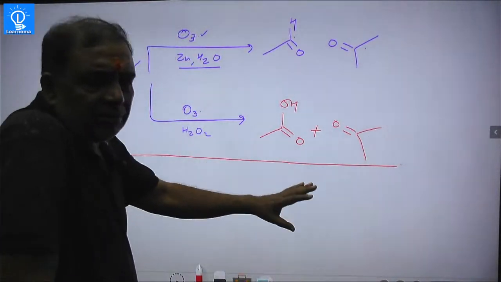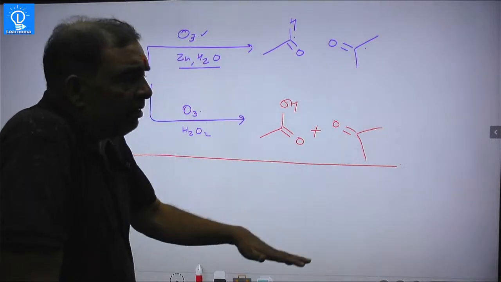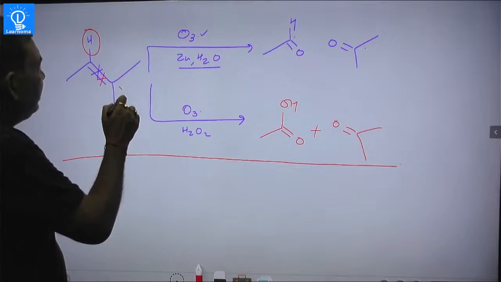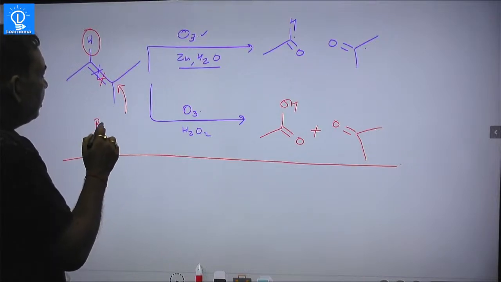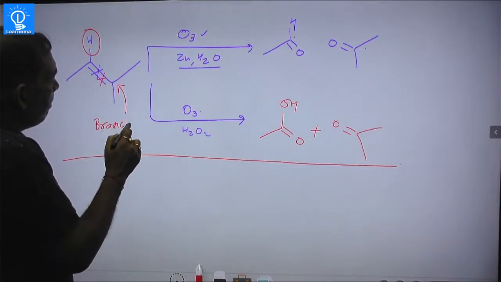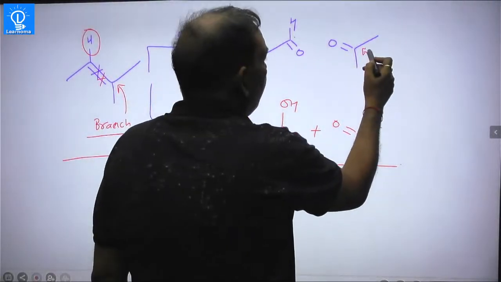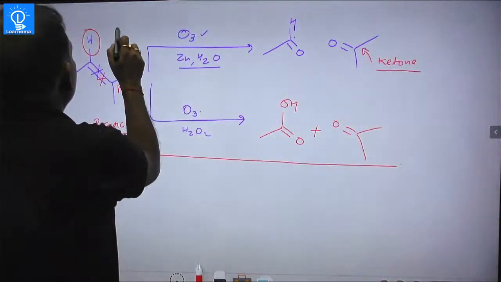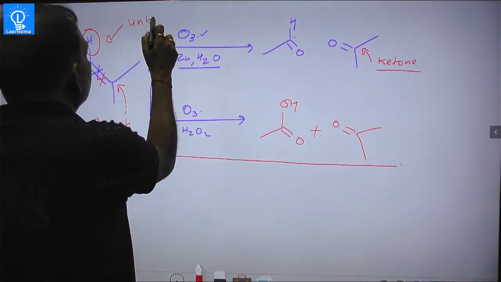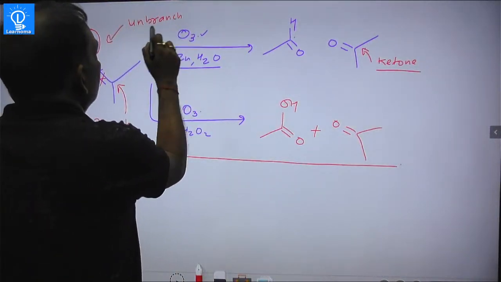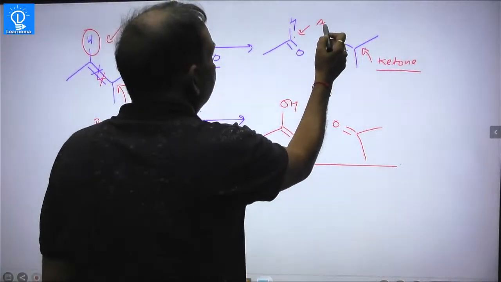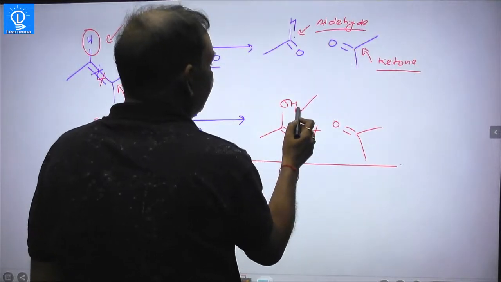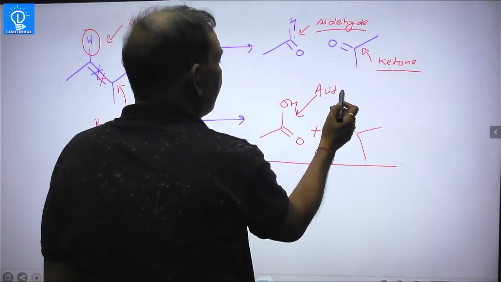Whatever may be the reaction, how to write the product? This way. Whenever we have branching, all branches go to ketone, unbranched goes to aldehyde, and in oxidative, carboxylic acids. This is the technique.